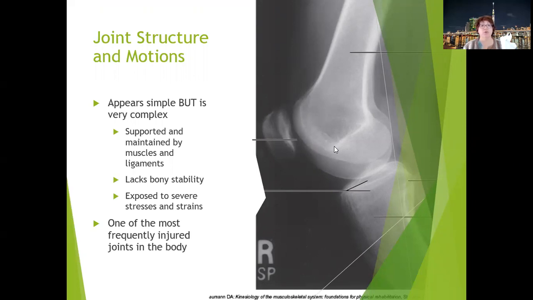The knee is supported and maintained by extensive muscles and ligaments. It lacks bony stability, so it needs all those muscles and ligaments to really stay stable. Our knees are exposed to severe stresses and strains, which is one of the reasons why we see knee problems so many times in physical therapy. So we're always treating knee osteoarthritis, knee injuries, knee strains, knee pain, knee replacements. So lots of different things.